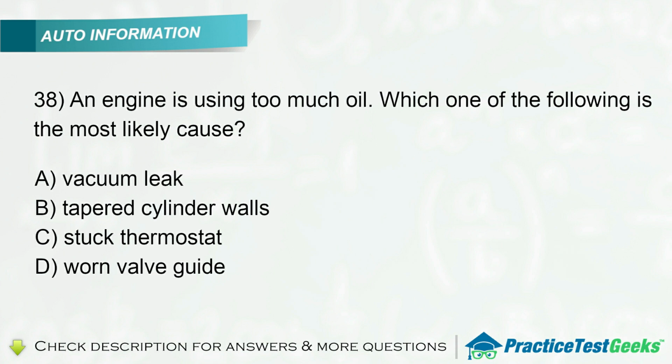Question 38. An engine is using too much oil. Which one of the following is the most likely cause? A. Vacuum leak. B. Tapered cylinder walls. C. Stuck thermostat. D. Worn valve guide.